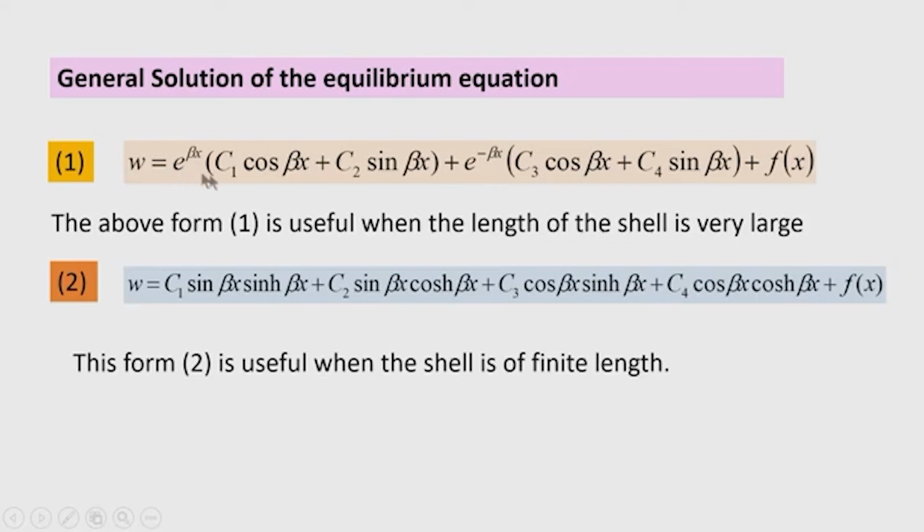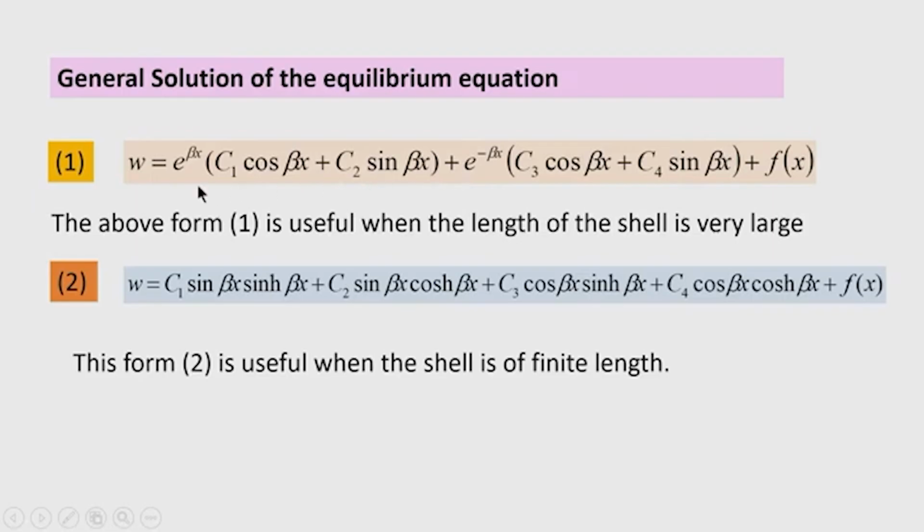So, therefore, this first expression increases the deflection with the increase of x, but here you can see that for e to the power minus beta x, beta acts as a damping factor. So, in that case this expression actually tries to diminish or reduce the deflection of the shell with the increase of distance. So, in a long shell we have seen that if a load is applied at a particular section only, then at a very large distance the effect of the load is negligible.